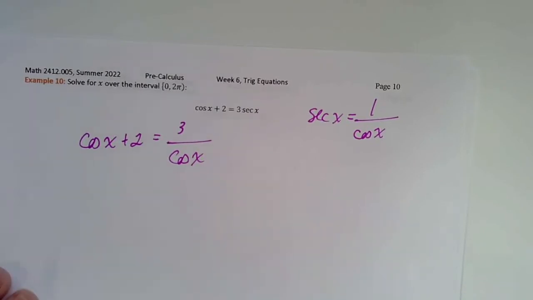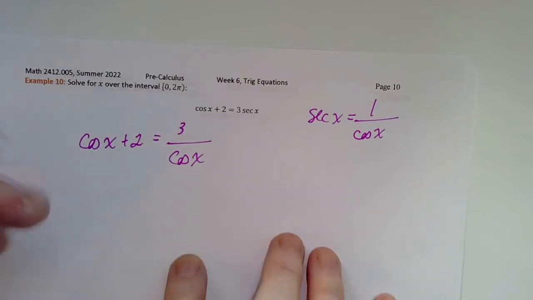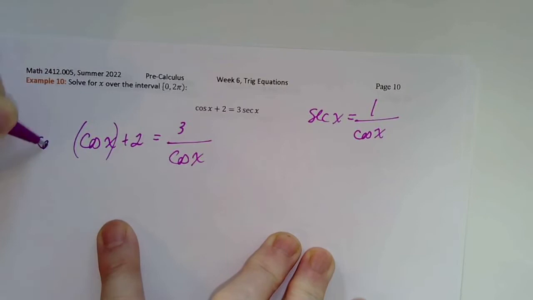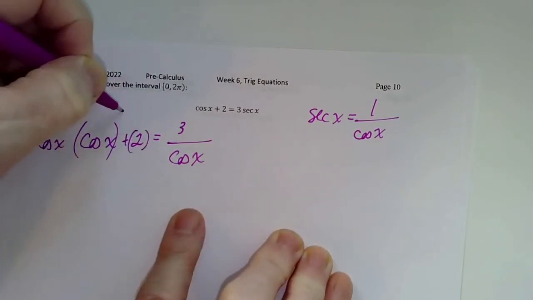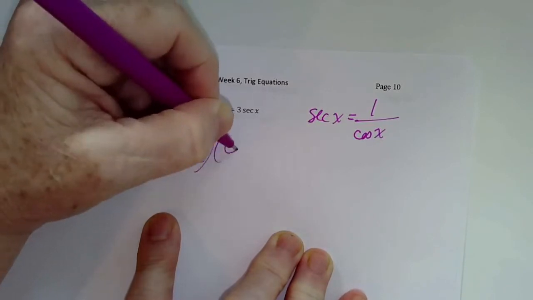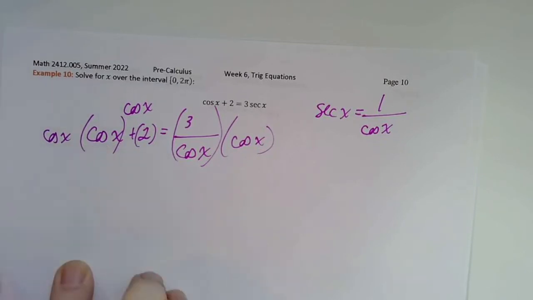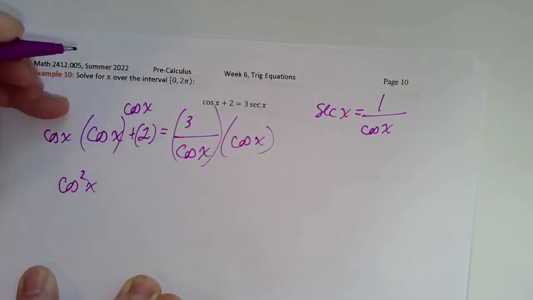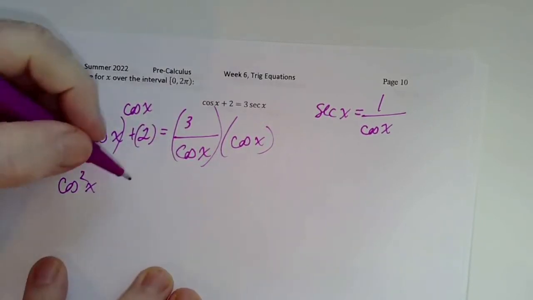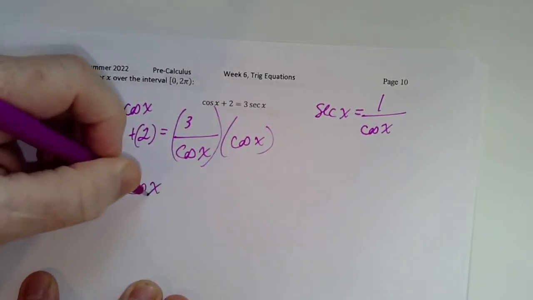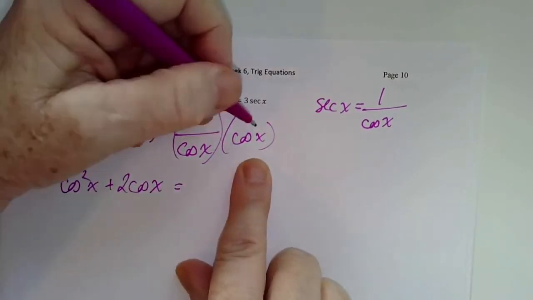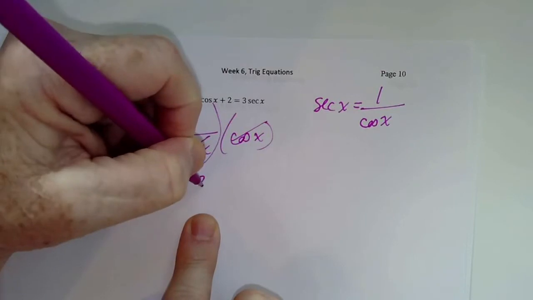But I don't want fractions. It just makes everything harder. So I'm going to multiply every term by this denominator, by cosine of x. On the left, I've got cosine x times cosine x. That's cosine squared x. And I've got 2 times cosine x, so plus 2 cosine x equals, on the right, the cosine x is divided out, and we just have 3.